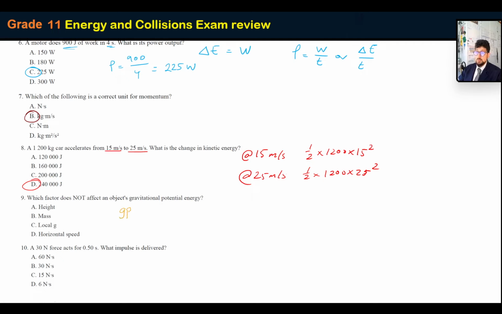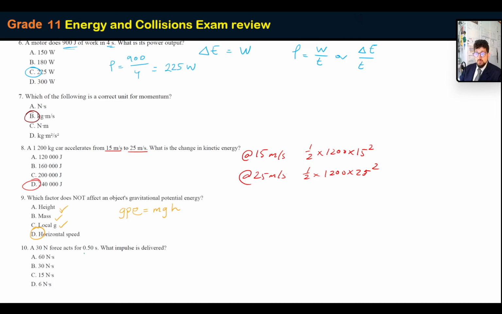Which factor does not affect objects' gravitational potential energy? Well, GPE, that is gravitational potential energy, is equivalent to mass times gravity times height. Mass, gravity, height. So what doesn't affect it? This guy here. Okay, at 30, back to blue.